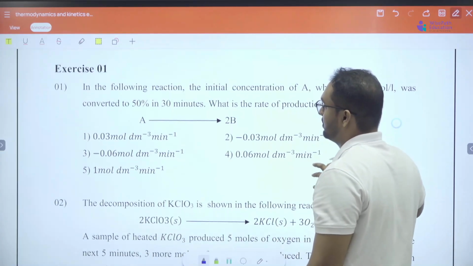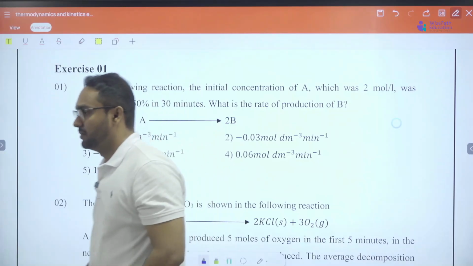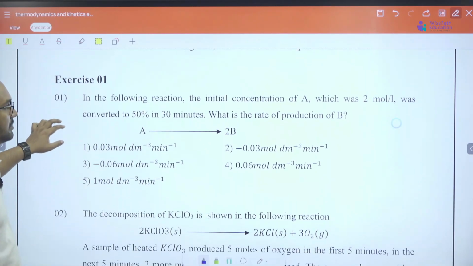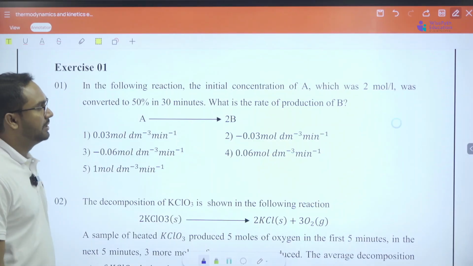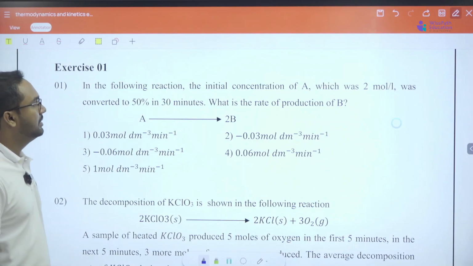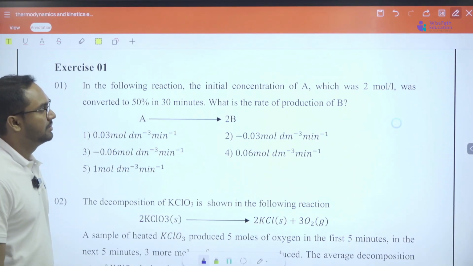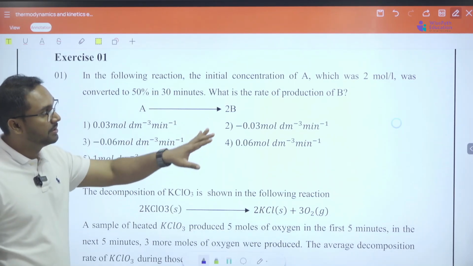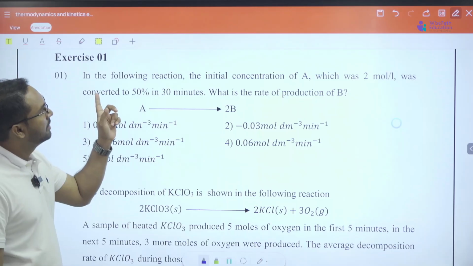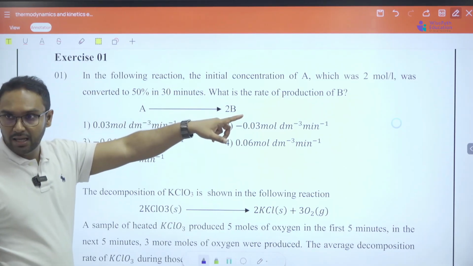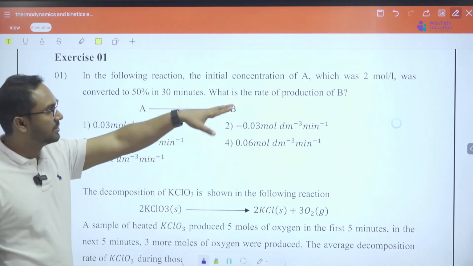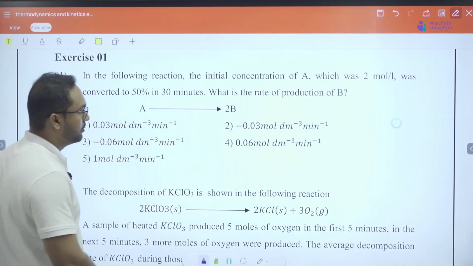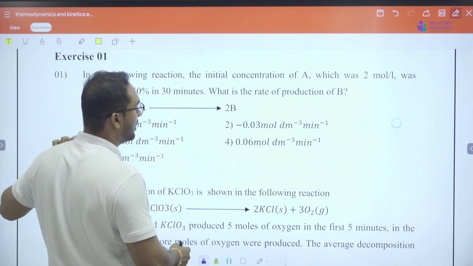So, what is the answer for the first question now? The question: in the following reaction, the initial concentration of A, which was 2 moles per liter, was converted to 50% in 30 minutes. What is the rate of production of B? They are asking for the rate of production of B, and they have given the concentration of A. So what is the formula here?